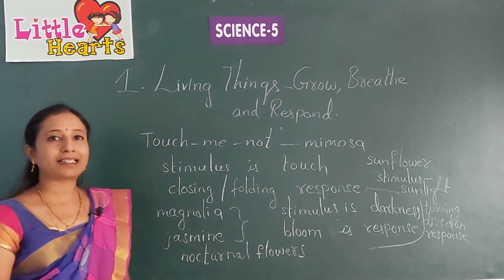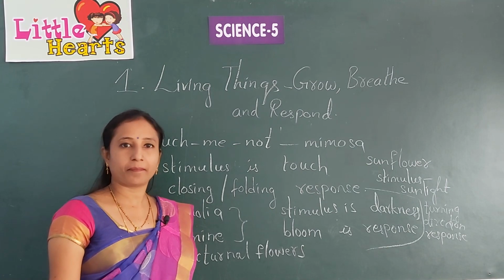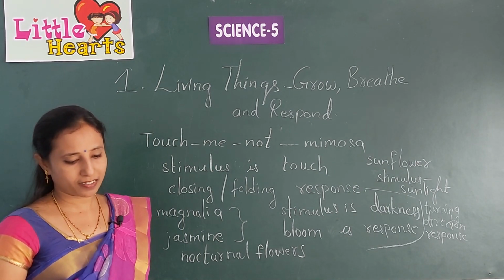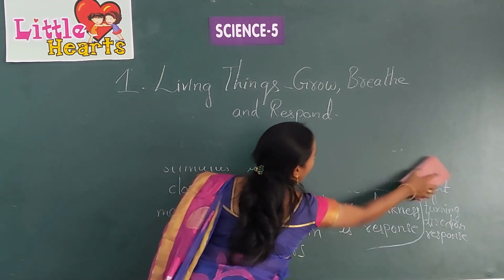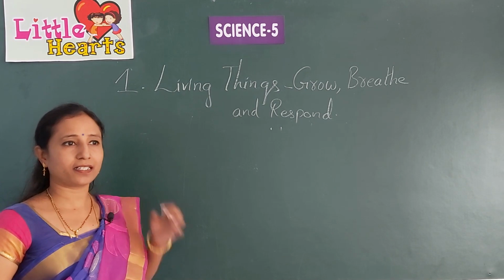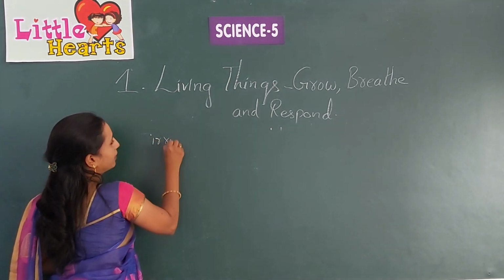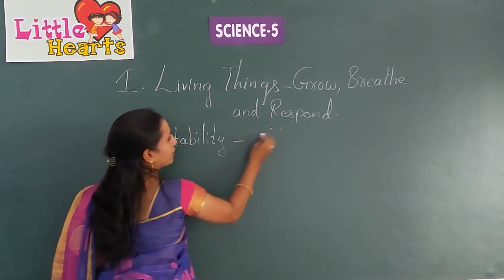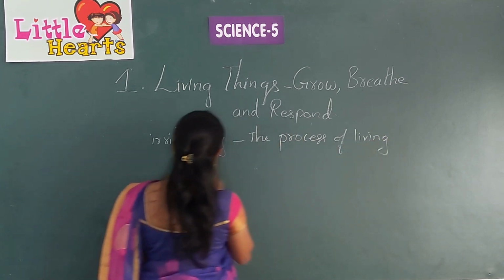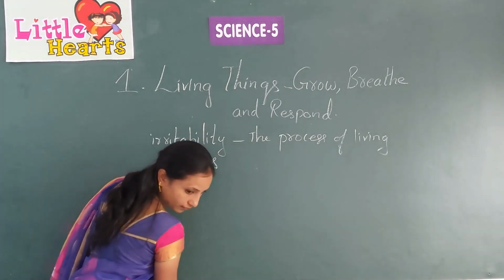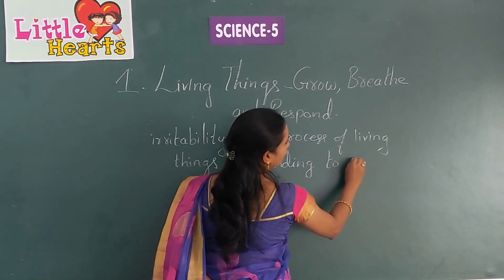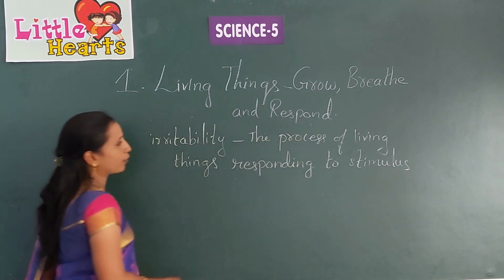Human beings and animals respond to stimuli more than plants do. The process in which living things respond to stimuli is called irritability. What is irritability? The process of living things responding to stimuli is known as irritability.